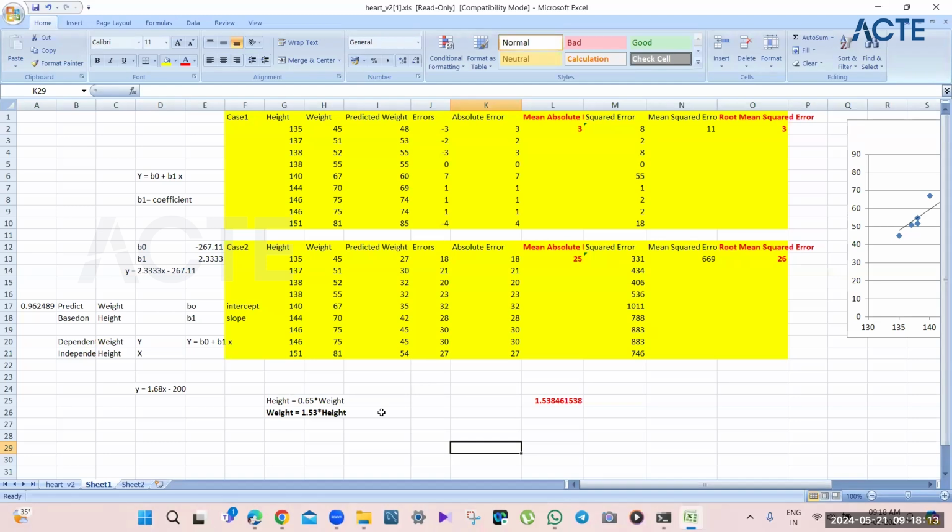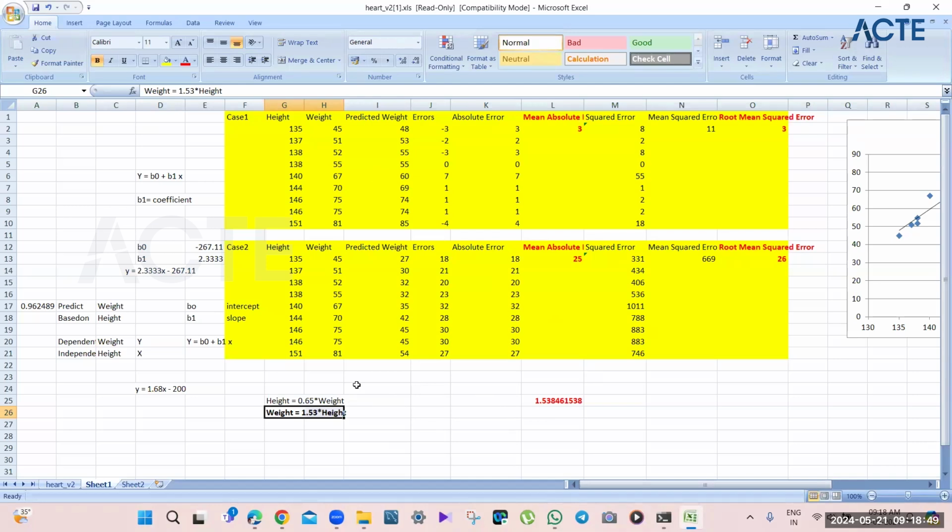Just tell me if you followed that or not. As this value is more, it means height has more power to explain the weight than the other way around, because this association is better. 1.53 is more than 0.65. This is the equation that we will consider for all our models. So that is one thing I missed in the last exam.